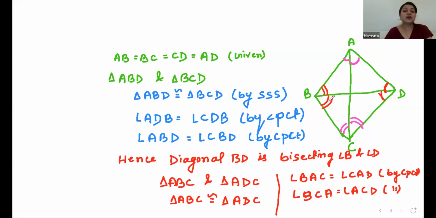Now we have proved that BD is bisecting angle B and D, and AC is bisecting angle A and C. Is it clear? Yes, ma'am. Okay. Let's move to the next one.